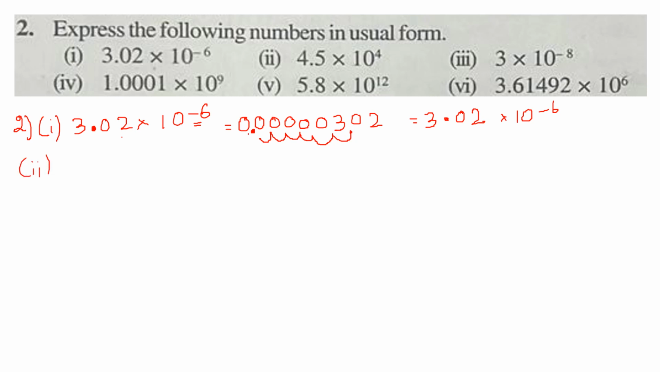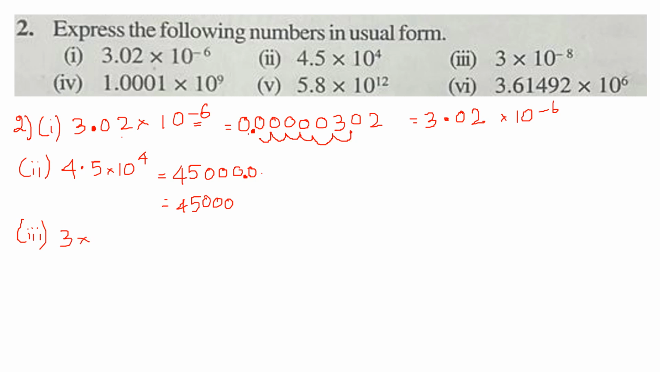Moving on to the second question, you have been given with 4.5 into 10 to the power 4. So when it is a positive power, just write the given number as such without decimal, and then since it's 10 power 4, write 4 zeros and you have one digit after the decimal, so place a decimal before a digit. So your answer is nothing but 45,000.